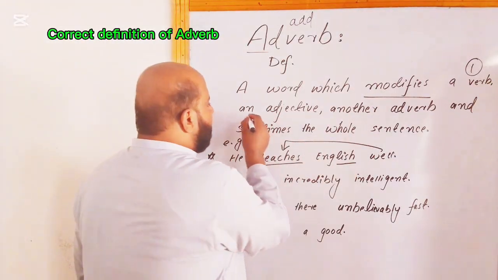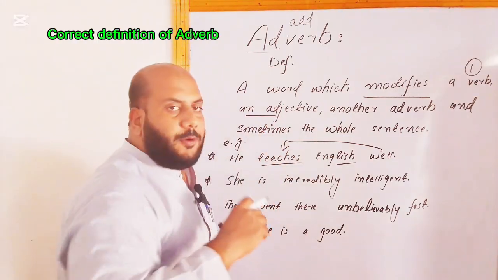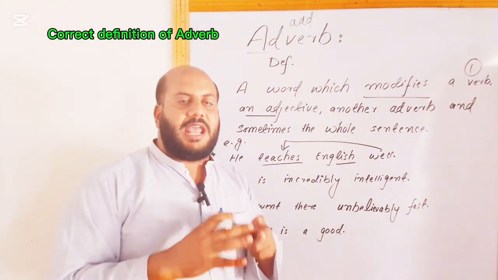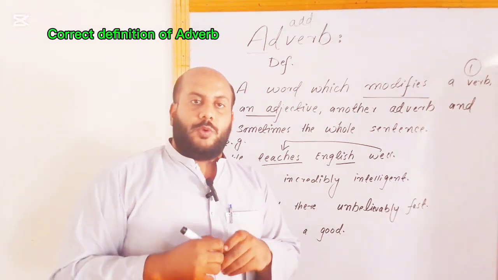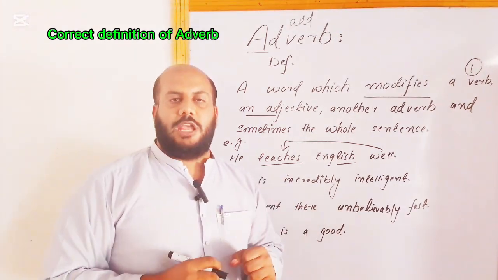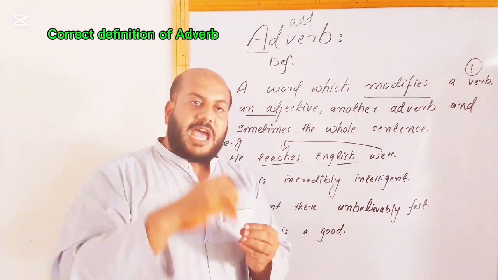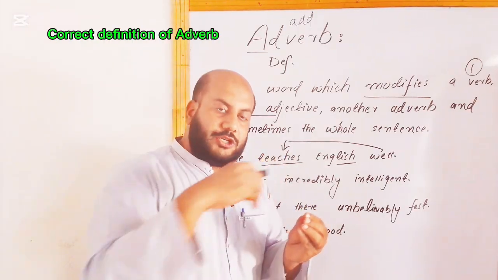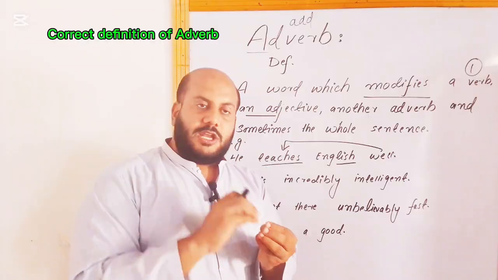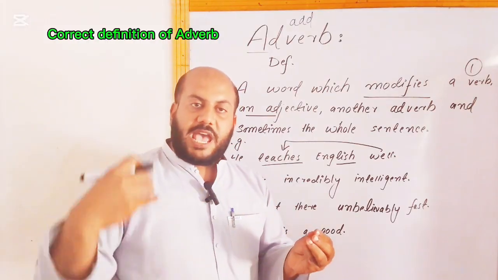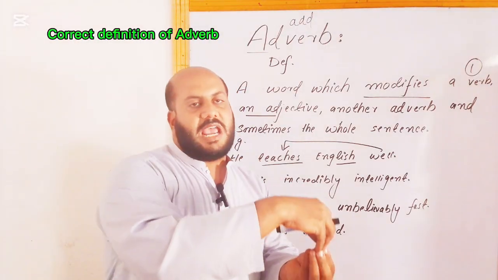Now, it also modifies an adjective. So, adverb also modifies an adjective. Now, what is an adjective? Adjective is a word which adds to the meaning of a noun or pronoun. Then, adverb is a word which adds to the meaning of adjective. So, adjective modifies noun and pronoun, while adverb in return modifies adjective.